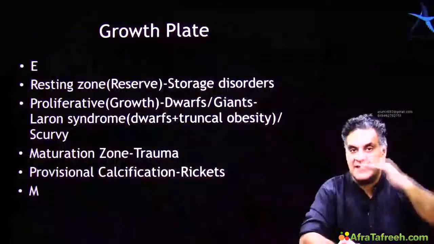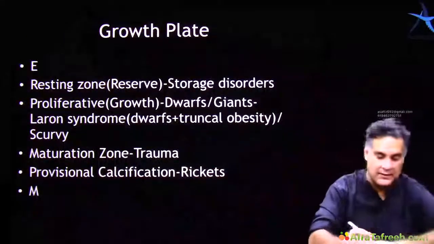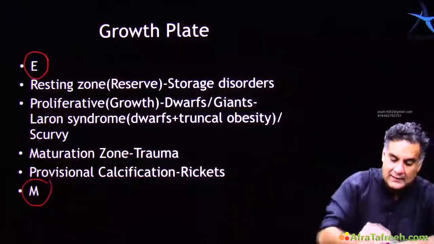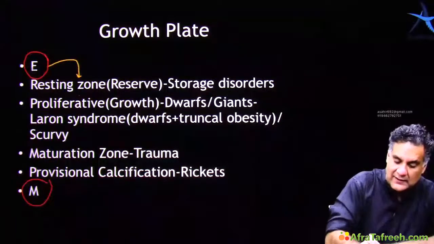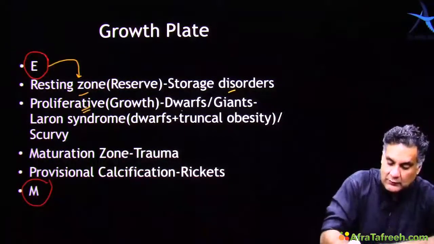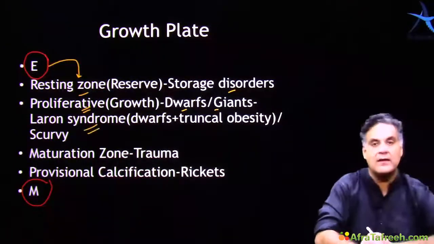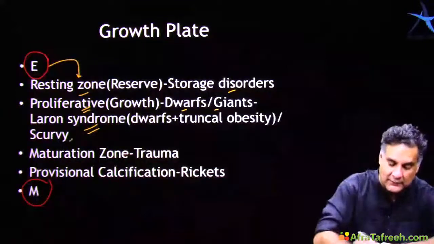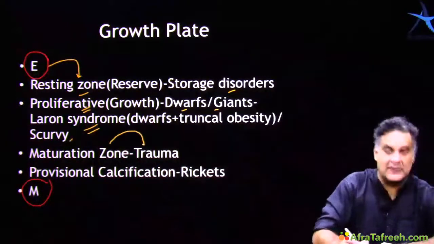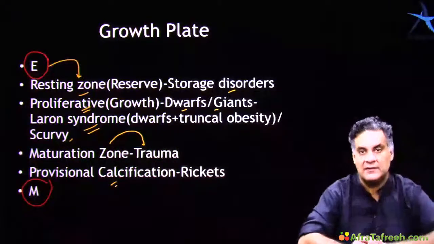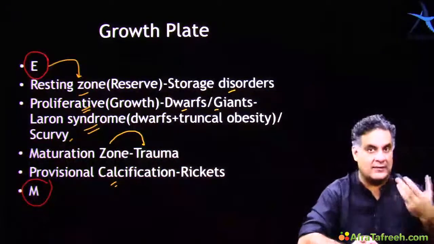And then comes the physis or the growth plate, which is bridged between the epiphysis and the metaphysis. From the epiphyseal area, you start with the resting zone, the storage disorders, then the proliferative zone affecting dwarfs and giants like Laron syndrome, which is growth hormone deficiency, very commonly asked in JIPMER, and scurvy. The maturation zone is affected in traumatic disorders, and the zone of calcification, which is just next to the metaphysis, is affected in mineralization disorders like rickets.